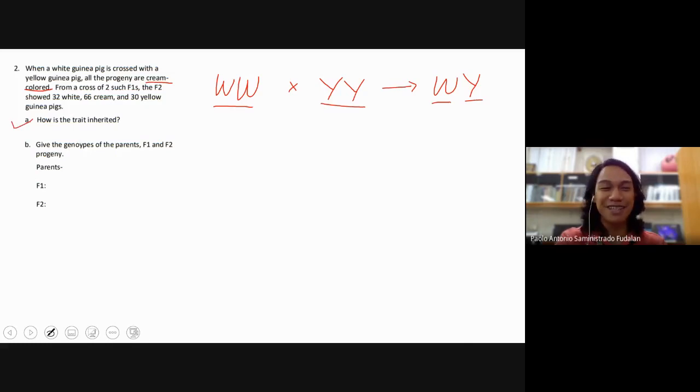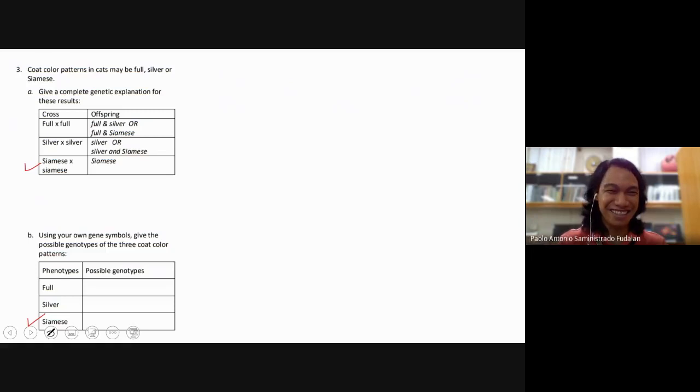We will not answer letter B. Okay, next. Coat color patterns in cats may be full, silver, or Siamese. Give a complete genetic explanation of these results. Unfortunately, I will not be discussing that in detail, but here's a hint.